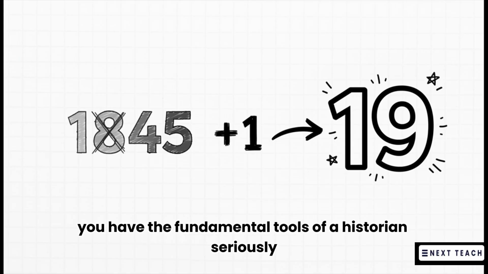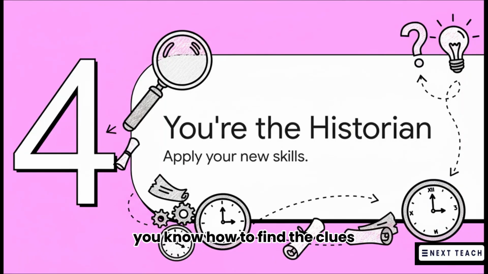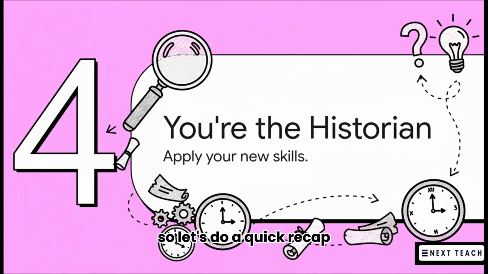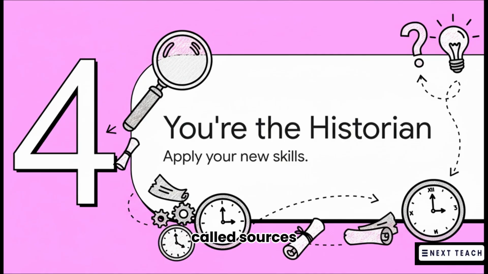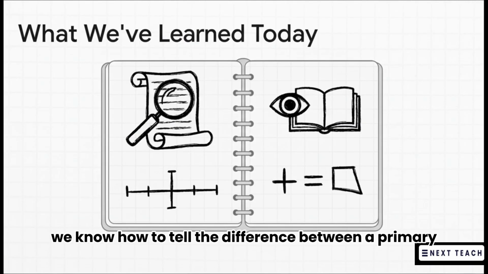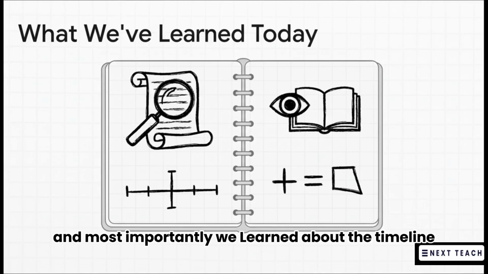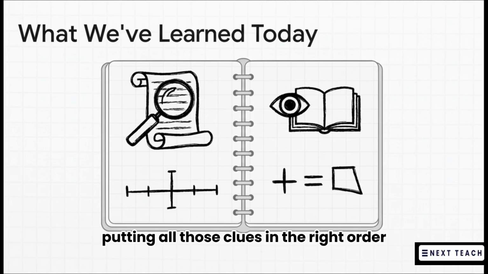And just like that, you have the fundamental tools of a historian. Seriously, you know how to find the clues, and this is the important part, you know how to place them correctly in time. So let's put it all together. So let's do a quick recap. We learned that history is all about studying evidence, called sources. We know how to tell the difference between a primary source from an eyewitness and a secondary source, which is secondhand. And most importantly, we learned about the timeline, BC and AD, and how to calculate the century for any year, putting all those clues in the right order.